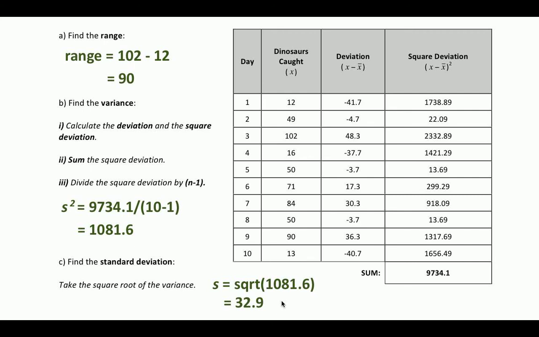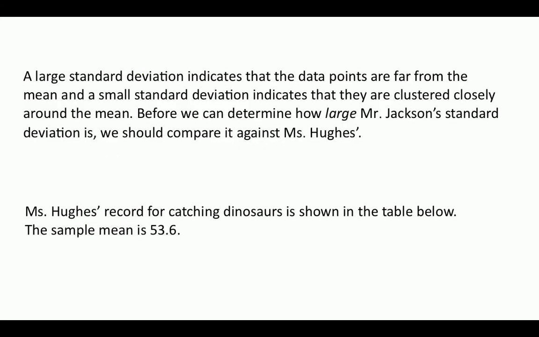32.9 is a pretty large number compared to the mean of only 53.7. All right, so let's move on. A large standard deviation indicates that the data points are pretty far from the mean. A small standard deviation indicates that they're clustered closely around the mean.